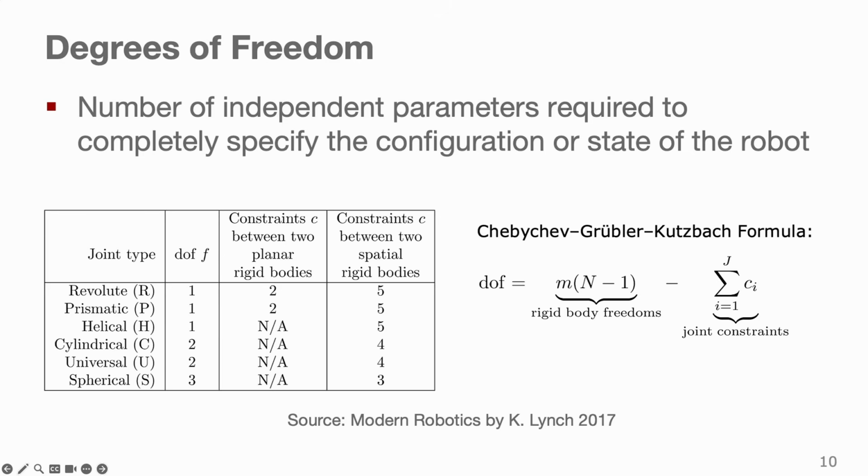And so here you can see how this is defined for these different types of joints. And in general, if you want to calculate how many degrees of freedom a certain robot has, you can use this Grübler formula, where you start with the total number of possible dimensions of your rigid body, and then you subtract the constraints for every joint that you have added.